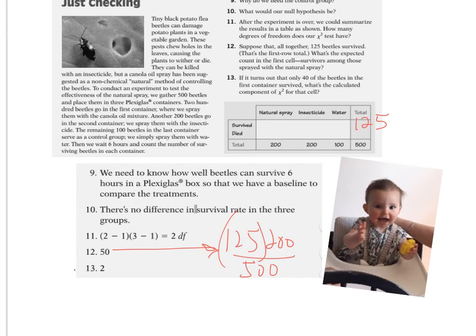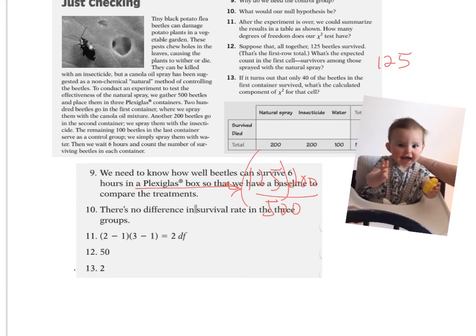And then 13, it says if it turns out that only 40 of the beetles in the first container survived, what's the calculated component of chi-squared for that cell? So again, you're just using the formula for it.